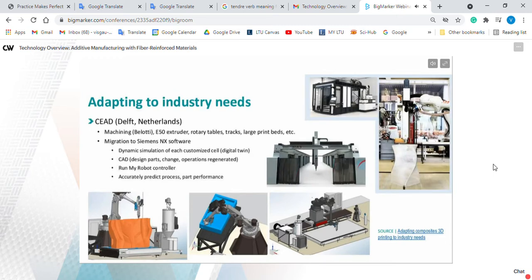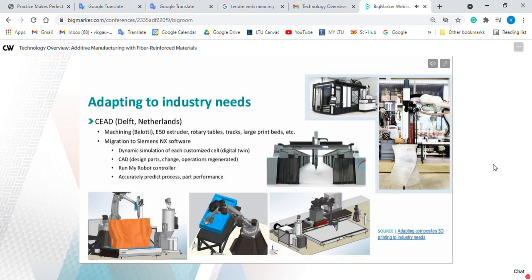But most of the article I wrote was actually about their migration to Siemens NX. When we write about these 3D printing cells and these additive manufacturing techniques, a lot of times we'll discuss whether it's open materials, open software, or closed materials, closed software. And there are pros and cons to both approaches.